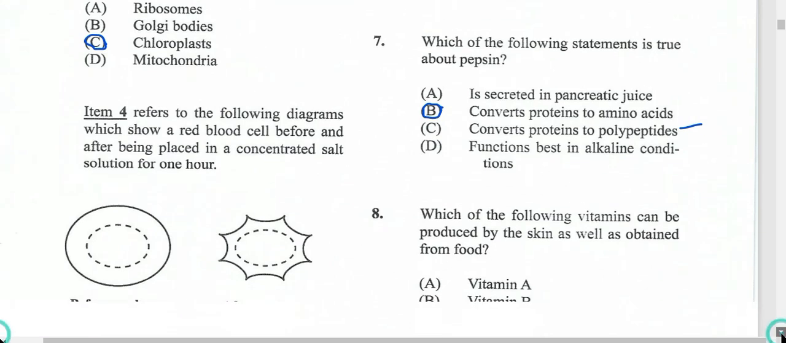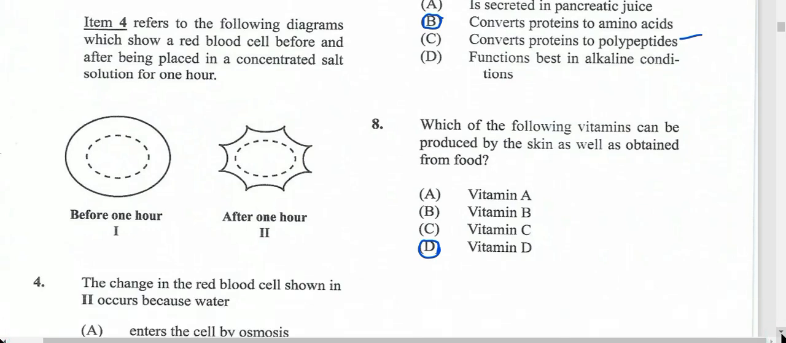Move on down to question number 8. Which of the following vitamins can be produced by the skin as well as obtained from food? Now, this is a question that has repeated on several past papers, and of course the answer here for 8 is going to be D.